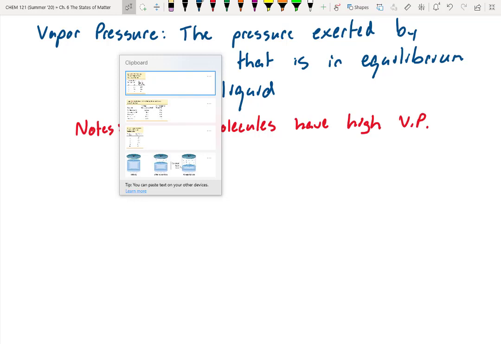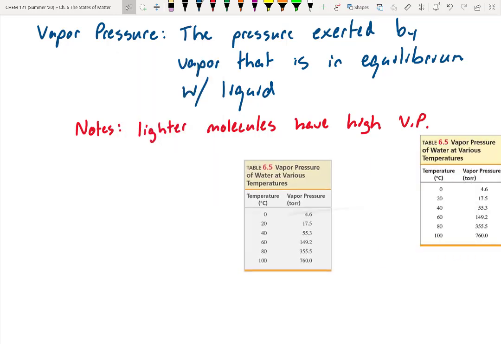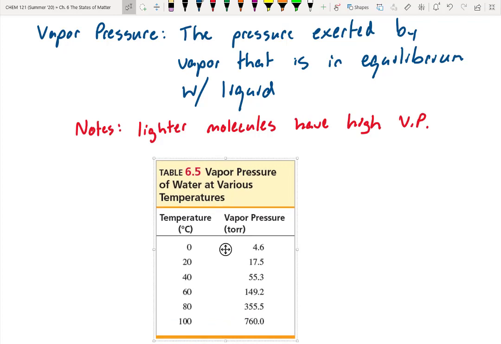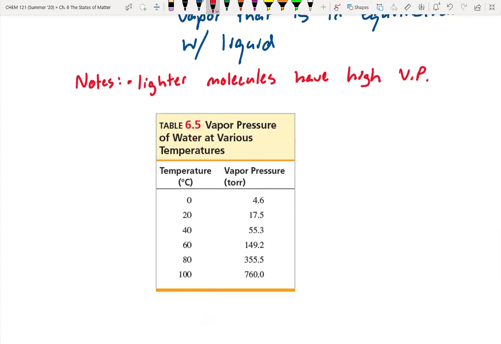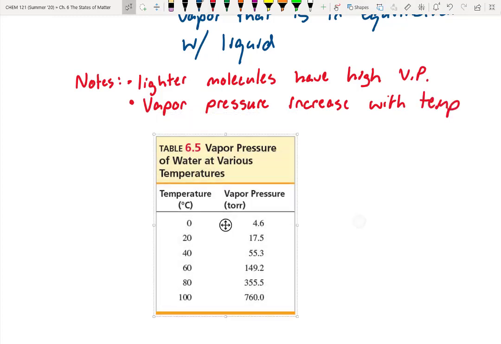And let me see if I can grab the right one. Here's the vapor pressure of water at various temperatures. So this is the second one: lighter molecules have higher vapor pressure, and vapor pressure increases with temp. So these are the two main things to be aware of whenever we're talking about vapor pressure. In fact, if you see the temperature of water going up, you can see the vapor pressure going up with it. So it's directly correlated.